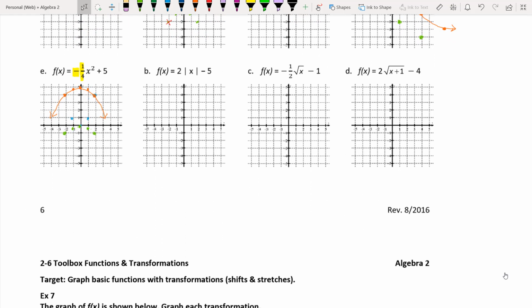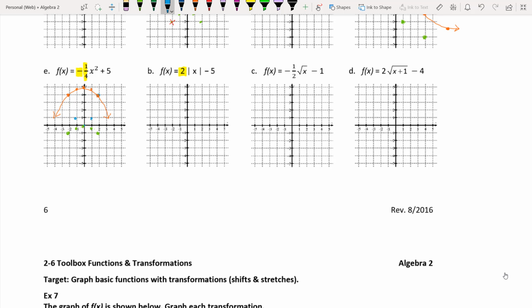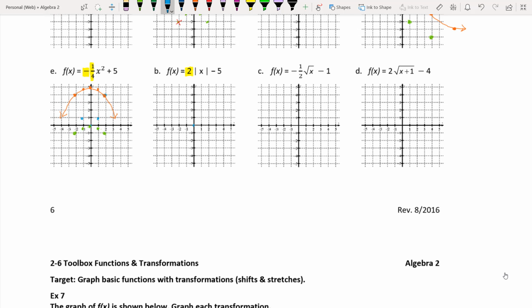Going down to letter B on the bottom. This is an absolute value. Don't worry about the -5. This time, I'm not going to do the parent because I know that that 2 on the outside there changes the slope of each ray. So I want you to think about that. Normally, I would start at 0, 0 and go up 1 over 1. Now I need to go up 2 over 1. Up 2 over 1. And I'm going to do it on both sides. That's what that number out front does.